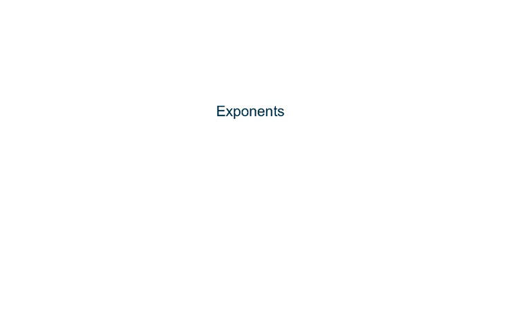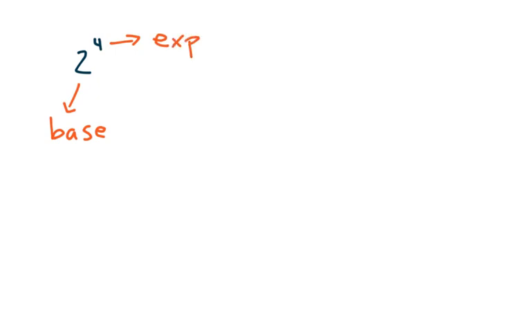Here we're going to talk about exponents, which is a shorthand way to write repeated multiplication. If we see something written like this, which we would say 2 raised to the 4th power, we have two parts here. 2 is what is known as the base, and that little superscript 4 in this case is what's known as the exponent.